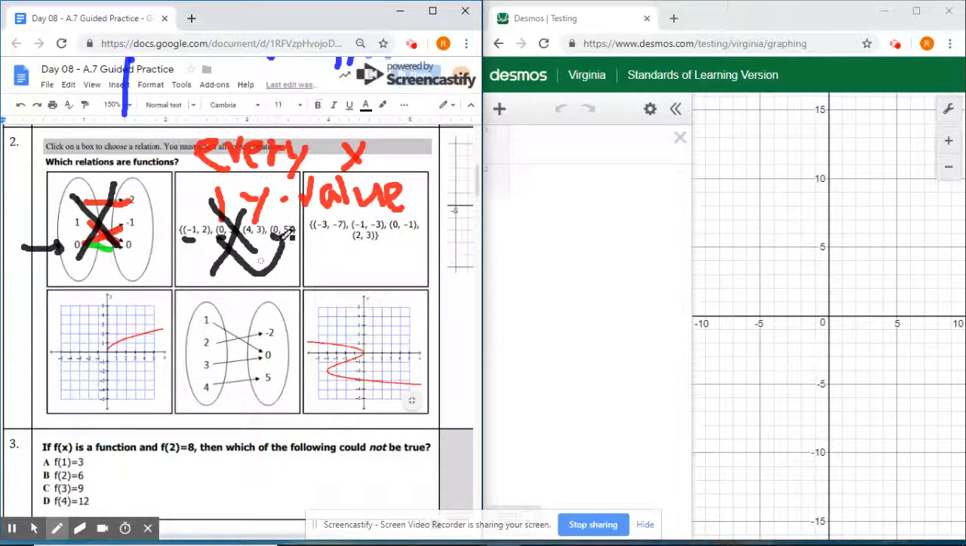Okay, why don't you try the other 4? Look at these two, the exact same that we did up here together, and then use your vertical line test for these two graphs here. All right, so see which of these 4 are functions.